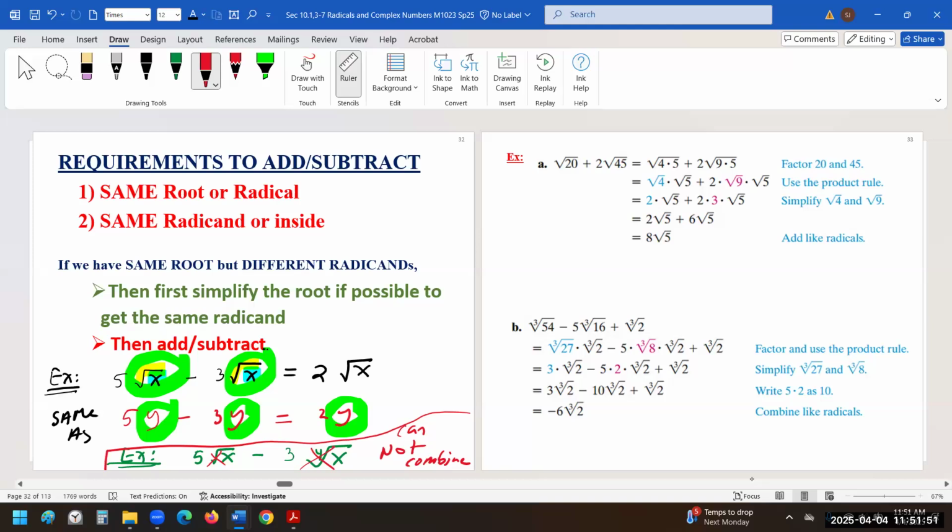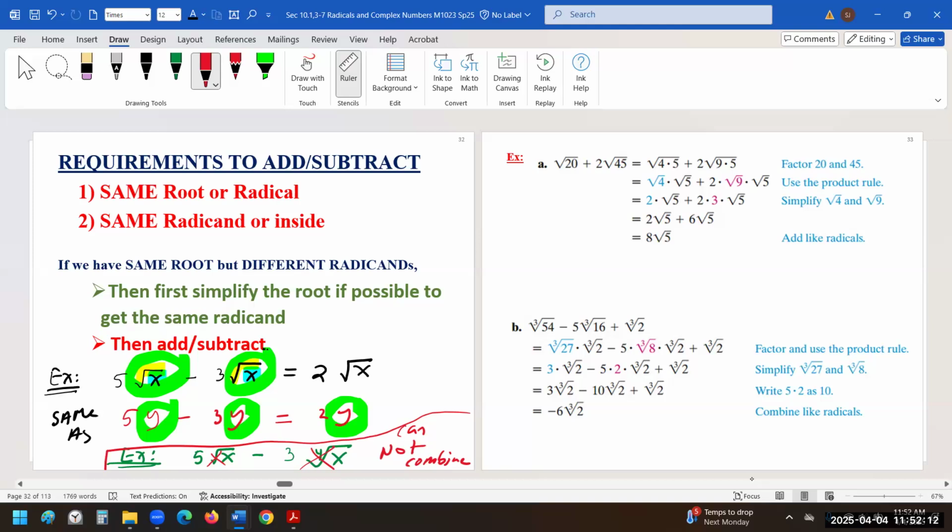Now the second term has a coefficient. That means after we simplify, we need to multiply the coefficient with the result. So that turns out to be 10 cube root of 2. Lastly, we have cube root of 2. It's not simplifiable, so you just bring it down.